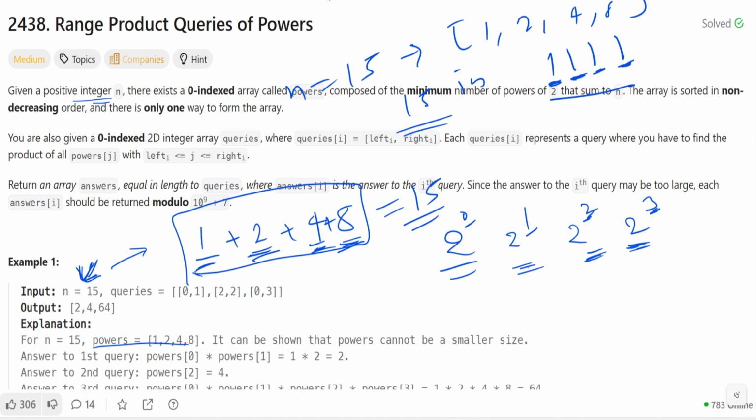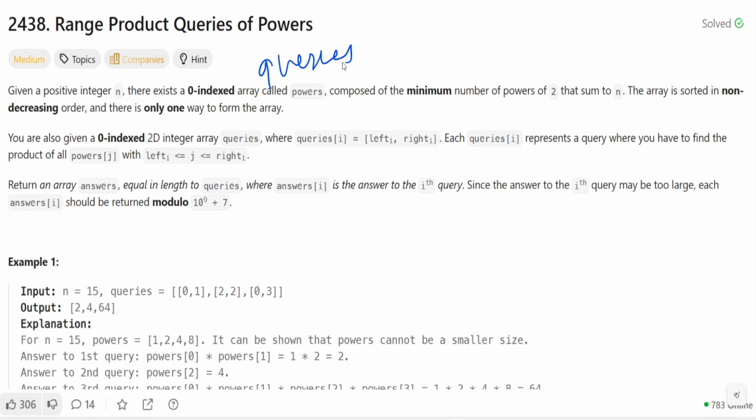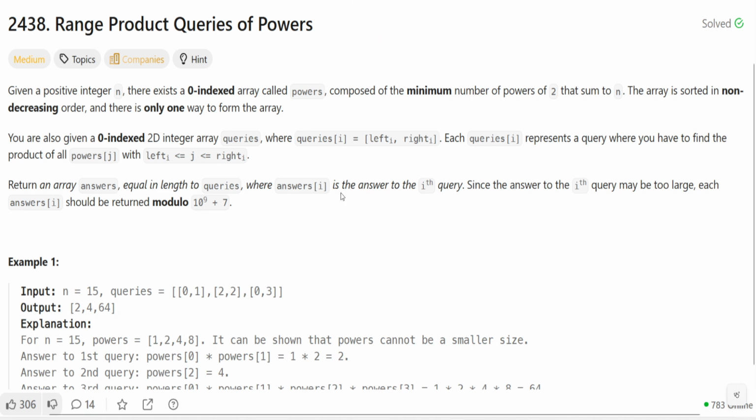Now think about the other things we have been given. We get queries, let's suppose given as left and right. For each query, we will multiply all the numbers in the range. One more thing: since the result can be huge, we have to take the result modulo 10 to the power 9 plus 7. What I'll suggest is that you pause this video and go through the statement so you will understand. This is the very first thing that you should understand.